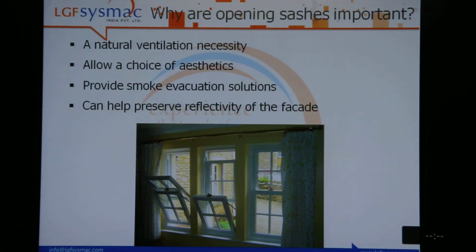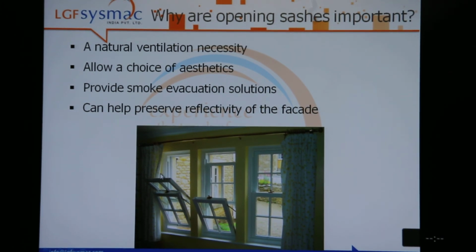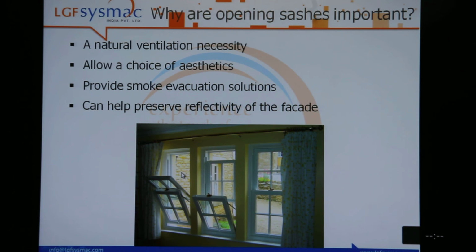Sashes also provide smoke evacuation solutions. In hotel-type buildings or in kitchen areas, where the smoke quantity is very high, you can provide sashes in the window. When you open the sashes you will get relief, because the smoke and all the gases will go out, and the temperature of the room will decrease.